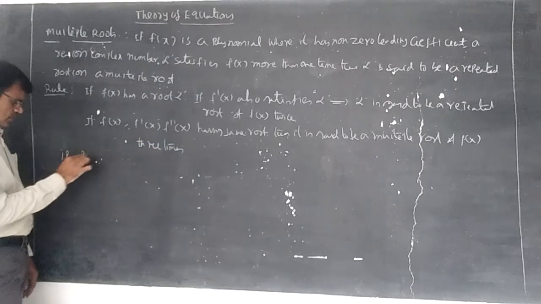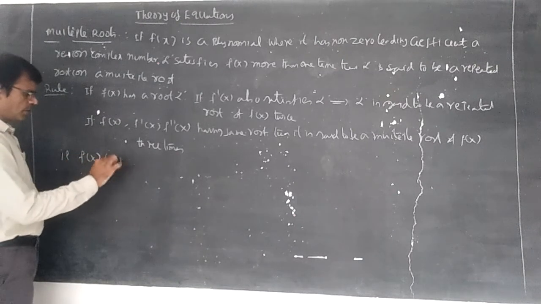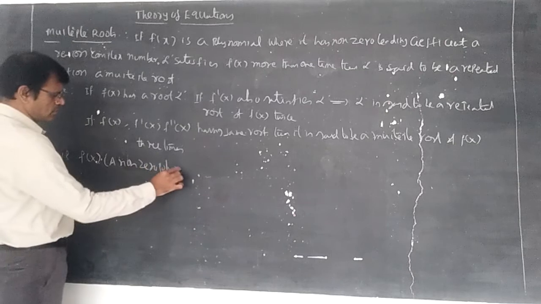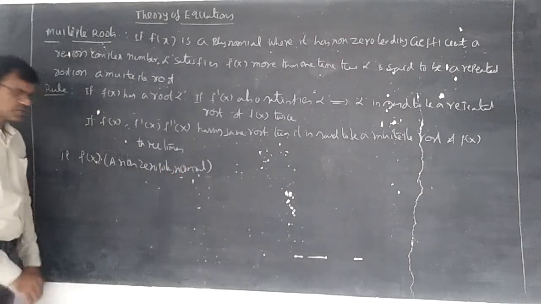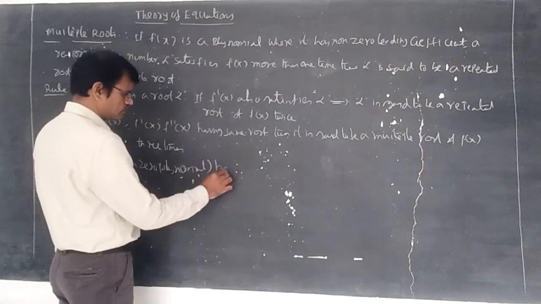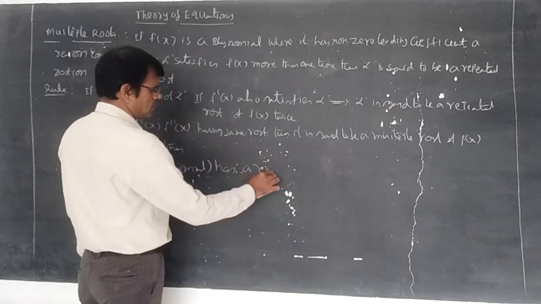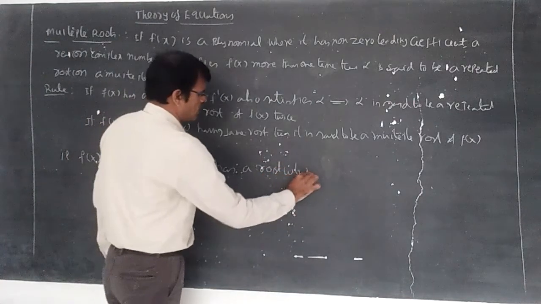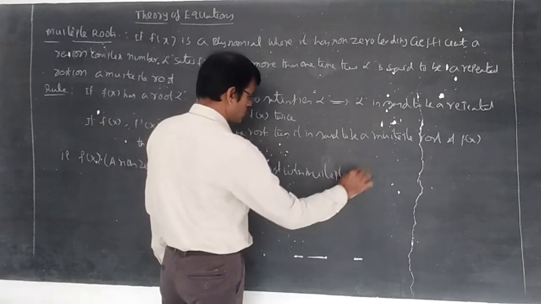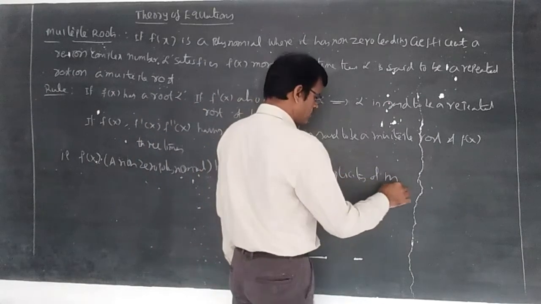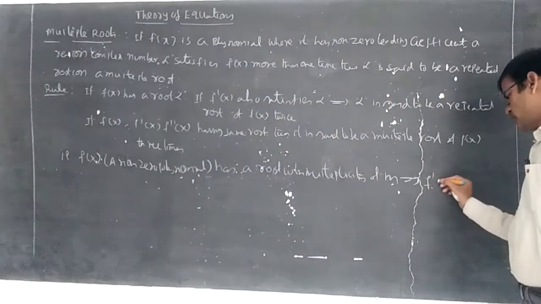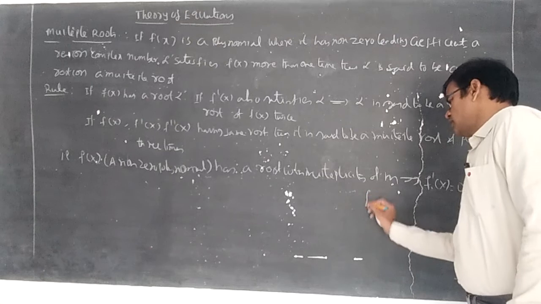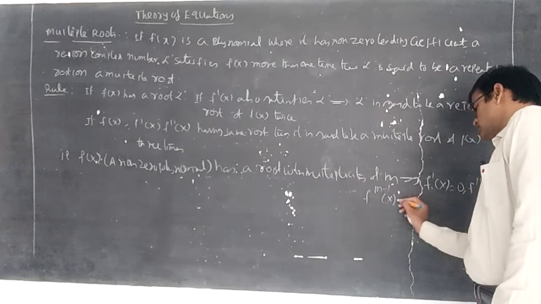That is, if f of x, a non-zero polynomial, has a root with multiplicity m, that implies f dash x equal to 0, f double dash x equal to 0, up to f power m minus 1 of x is equal to 0.